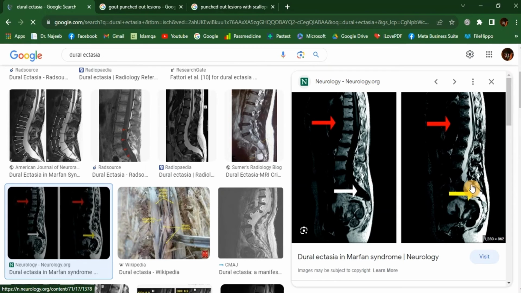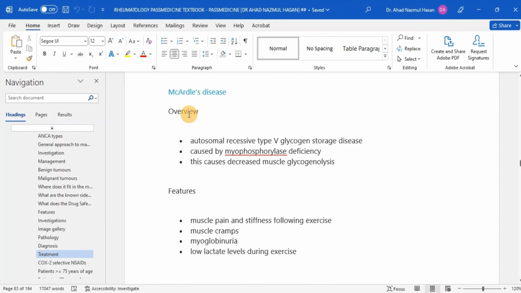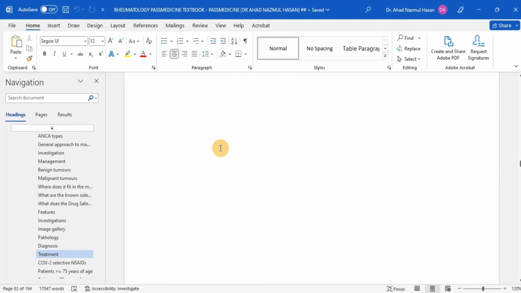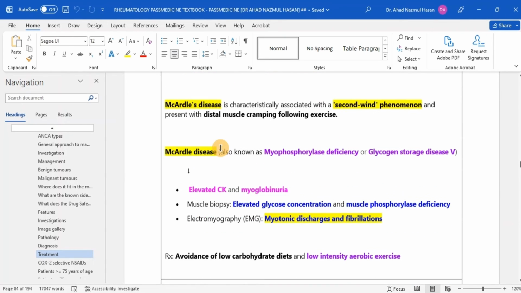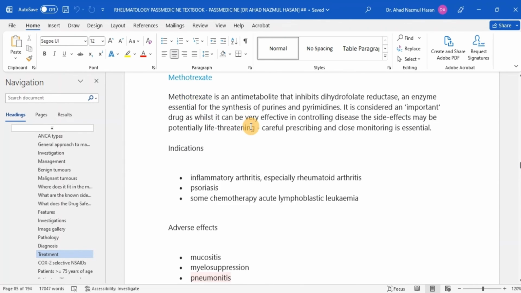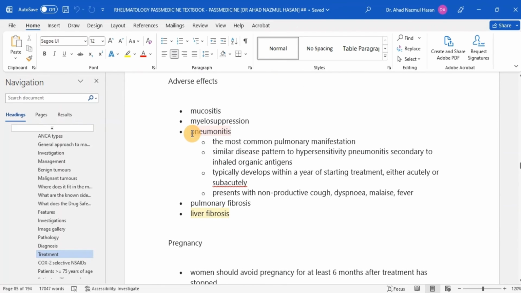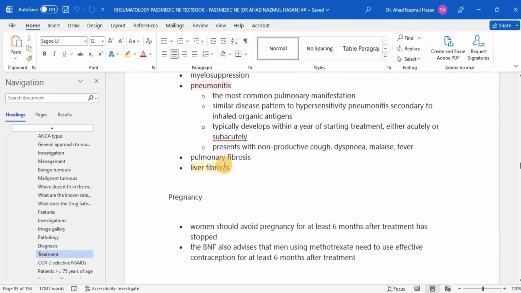So this is the dural ectasia. There should be severe circular type of lining or the rounded. Metabolic disease overview features. The MTX overview, indication, adverse effects, especially features of predominantly lower joint fibrosis as well as the liver fibrosis and pulmonary fibrosis, and monitoring is always with the liver function testing.